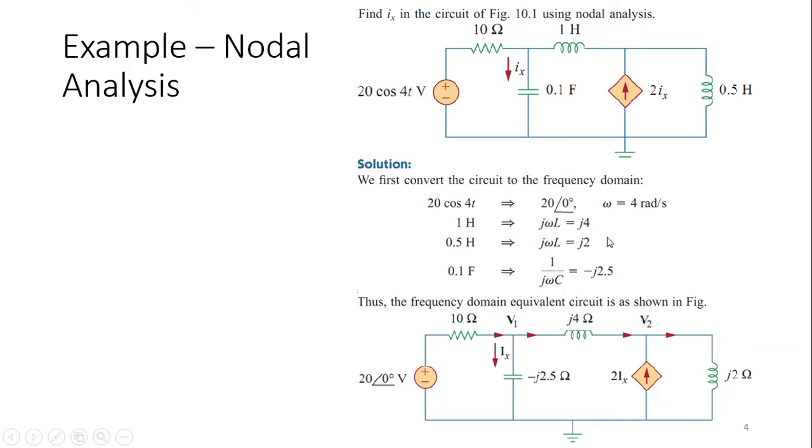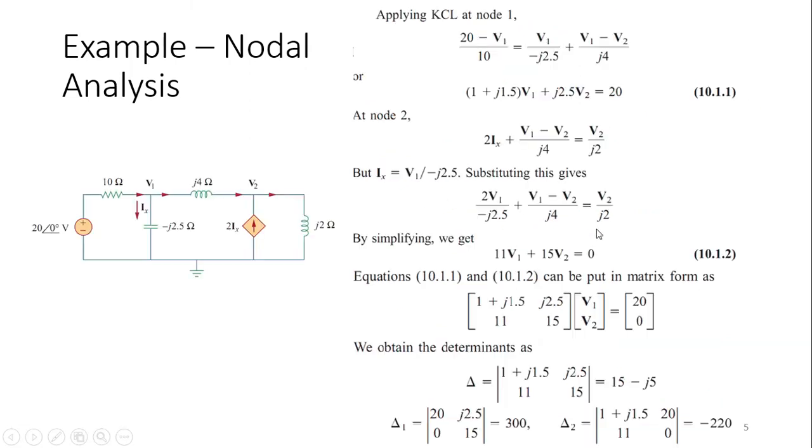So our equivalent circuit would be like this one, where we have written all these quantities in phasor domain. All the reactances are mentioned and the voltage sources are converted into phasor domain. We have already now converted our time domain current into phasor domain current as well, and this is the current from this capacitor branch.